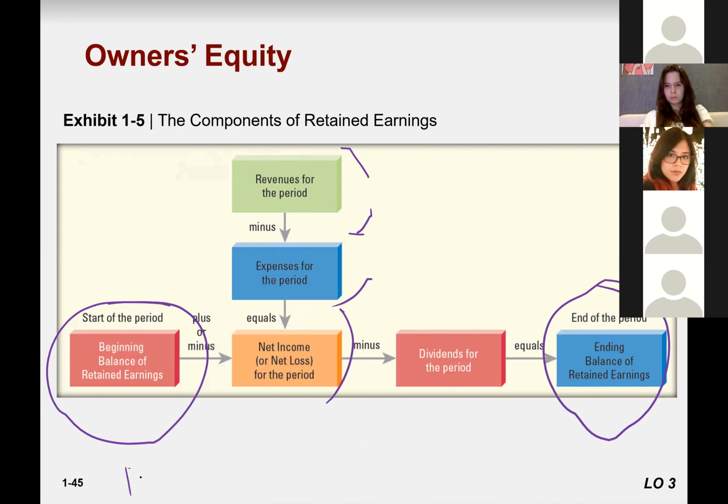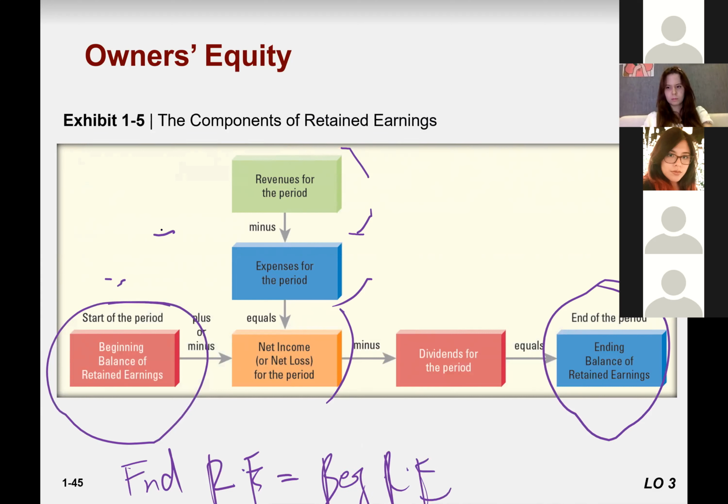Simple. The ending balance of retained earning is equal to beginning retained earning or opening retained earning. This one here, previous year retained earning, plus this year's sales. Let me write down C, current year sale minus current year expenses minus current year dividend. So this is current year or end year retained earning, ending.